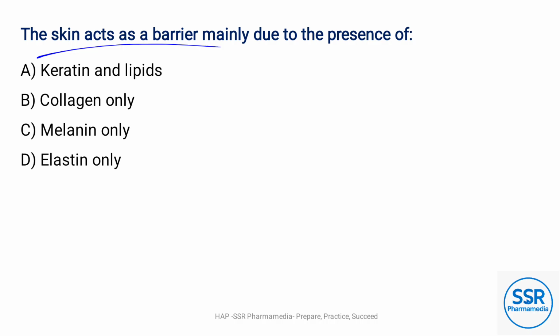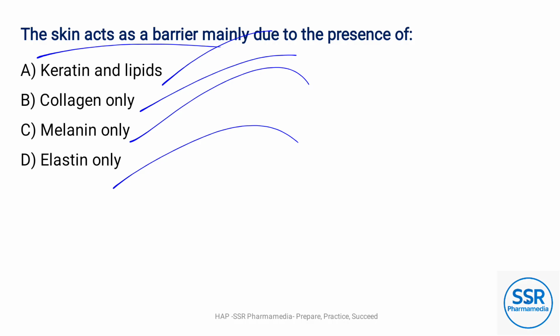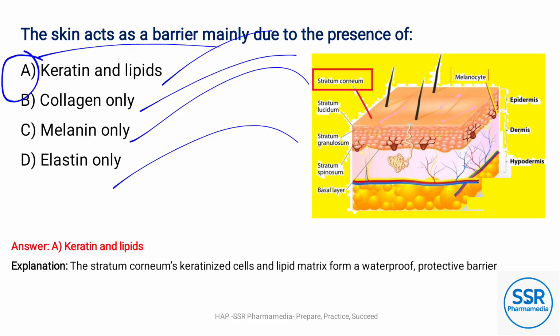The skin acts as a barrier mainly due to the presence of: option A, keratin and lipids; option B, collagen only; option C, melanin; option D, elastin. So the answer is option A, keratin and lipids. The keratinized cells of the stratum corneum and the lipid matrix form a waterproof and protective barrier.